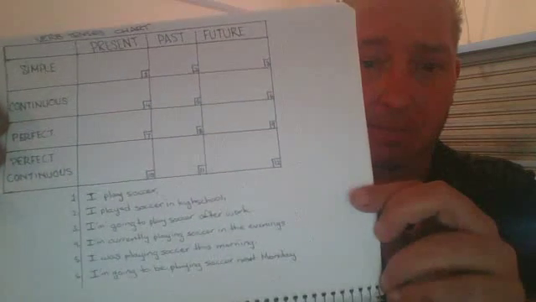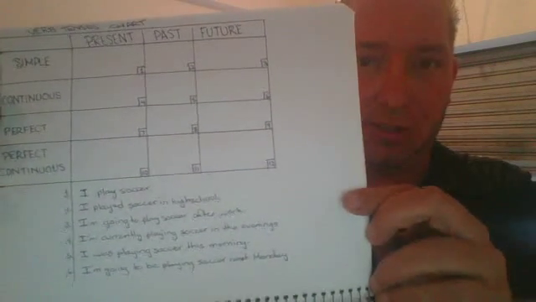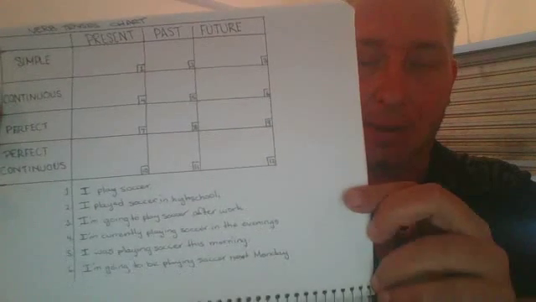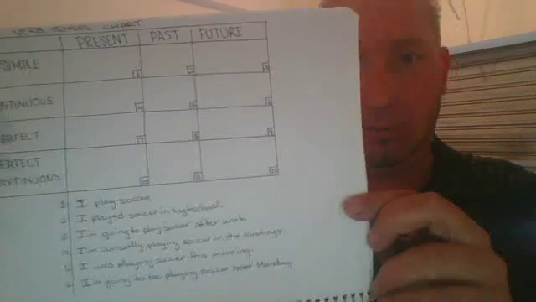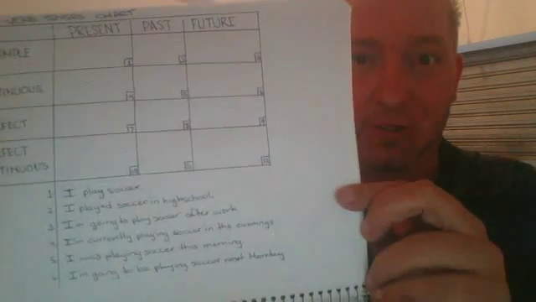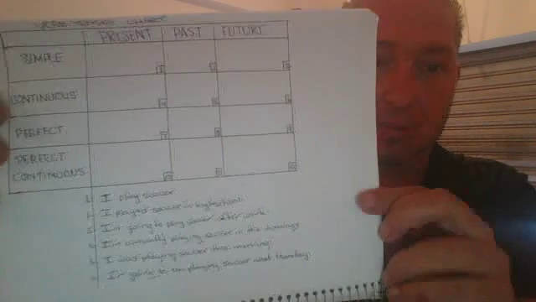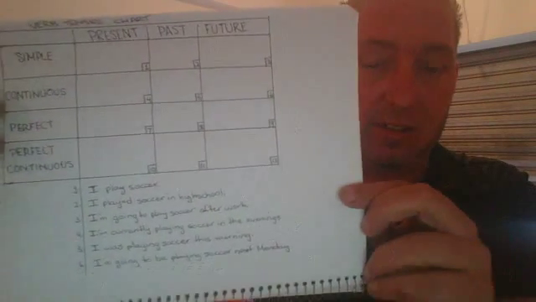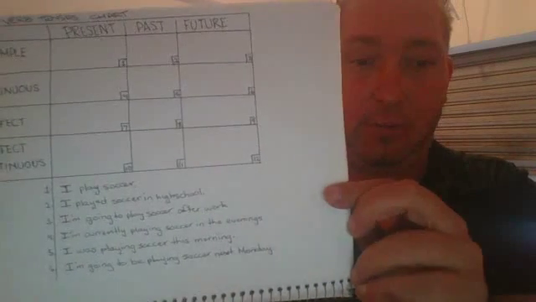So the third one, I'm going to play soccer after work. It's something you're going to do, or something that will happen in the future, or in the near future, or in the further away future, if you will. So that is the first 3, and then you go on to the continuous, which starts with number 4.